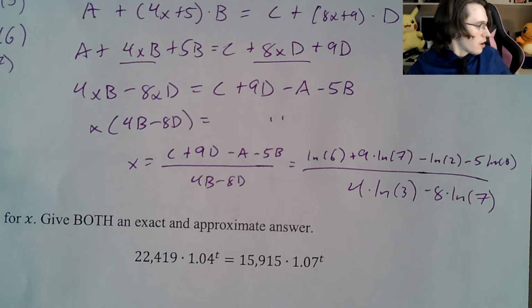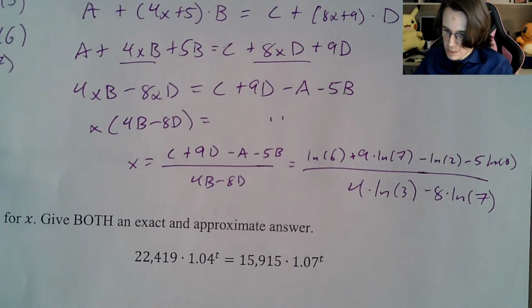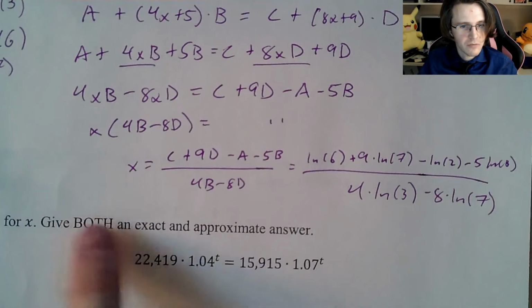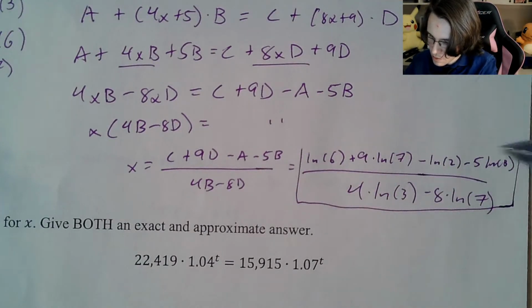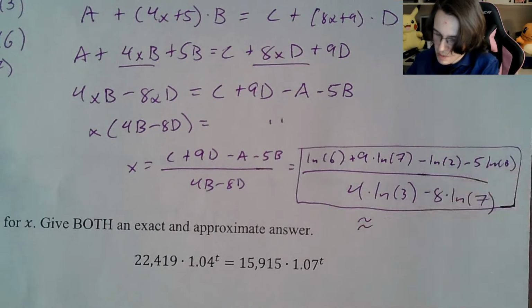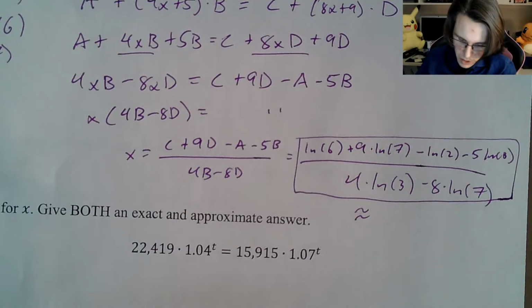And now we got to plug all that into the calculator to get our approximate answer, because it did say in the question, give both exact and approximate. So this is our exact answer. There's one of them. And the approximate answer for our decimal version of this question, we just have to type all of it into the calculator.